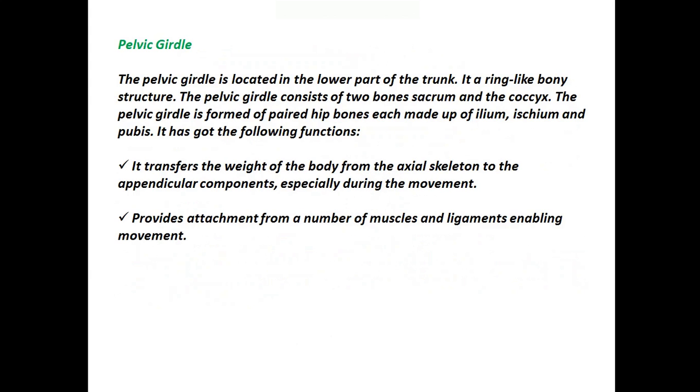Pelvic girdle. The pelvic girdle is located in the lower part of the trunk. It is a ring-like bony structure. The pelvic girdle consists of 2 bones known as the sacrum and the coccyx. The pelvic girdle is formed of paired hip bones, each made up of ilium, ischium and pubis. It has the following functions.